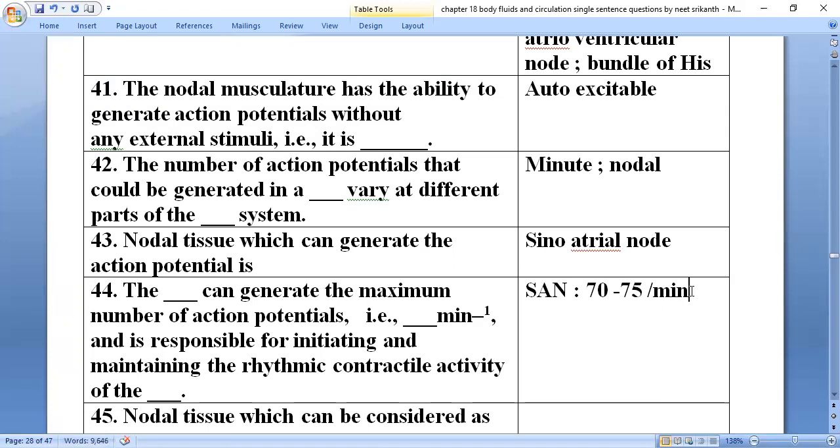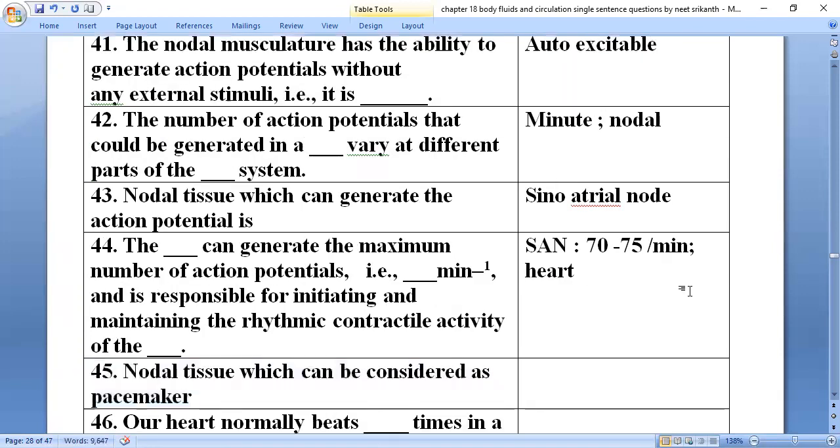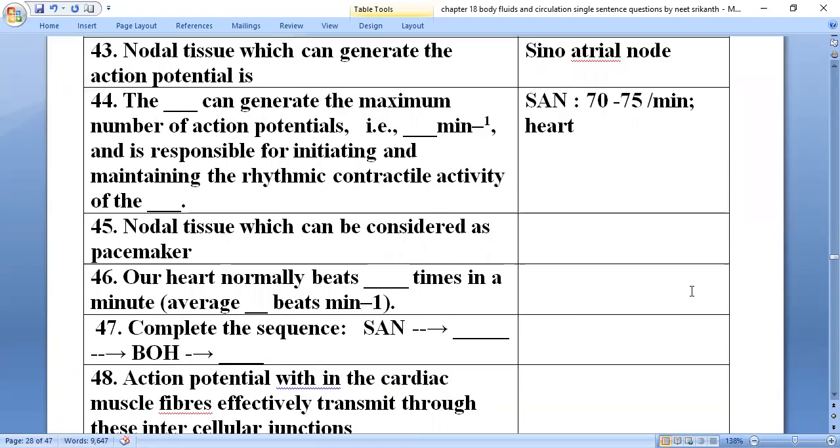And is responsible for initiating and maintaining the rhythmic contractile activity of the heart. Nodal tissue, which can be considered as pacemaker, sinoatrial node. Our heart normally beats 70 to 75 times in a minute. The average beats is going to be 72.